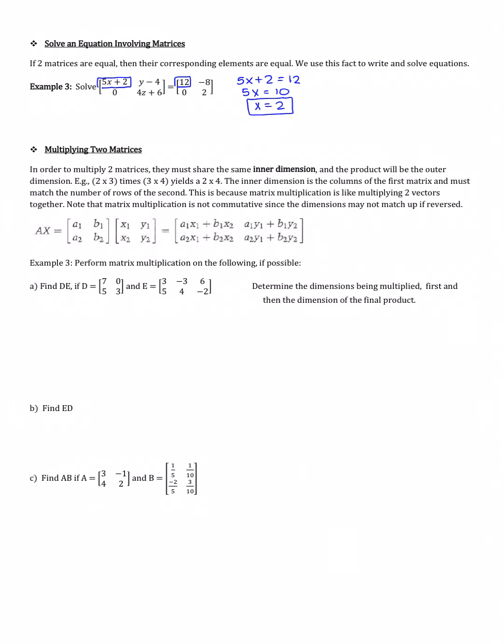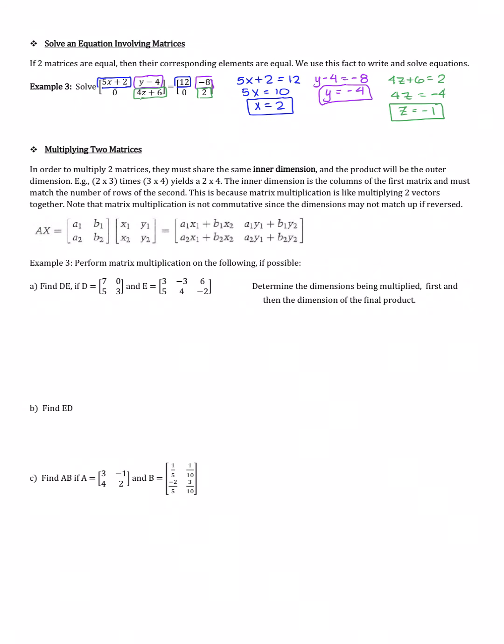And then let's see, what other variables do we have here? We have y minus 4 is going to equal negative 8. So y is going to equal, if I add 4, negative 4. Give that one a box. And then our last element is z. So we have 4z plus 6 equals 2. 4z equals negative 4, so z is negative 1. So that's not too hard. You're just matching up corresponding elements in your matrices.